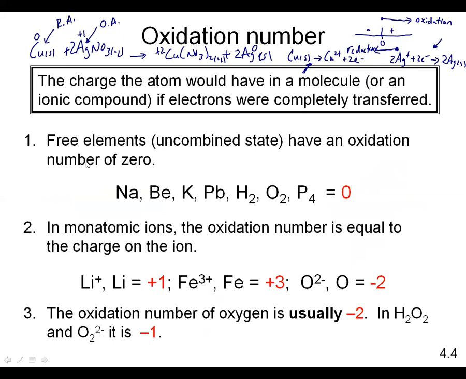Now, if you have a monoatomic ion, that means just one ion, it typically will have the same oxidation state as you would normally think about it. So for example, if you had iron 3 chloride, the iron would have a +3 oxidation state. If you had iron 2 chloride, the iron would have a +2 oxidation state. Lithium, which is group 1, is always going to be +1.